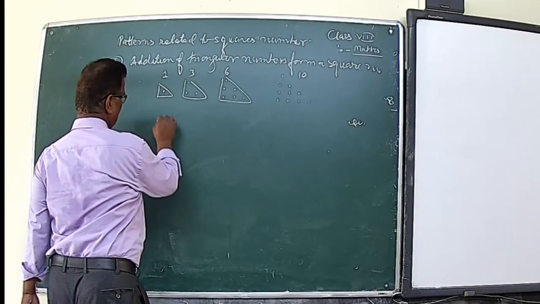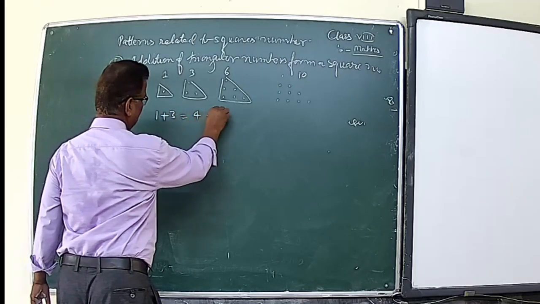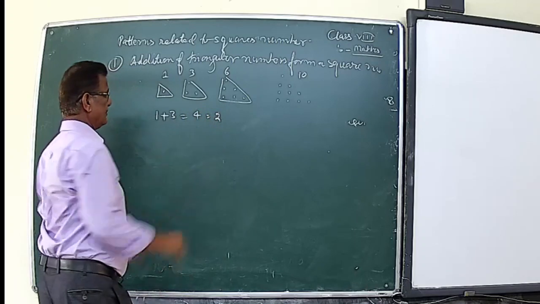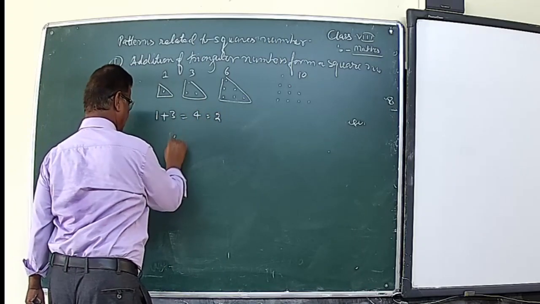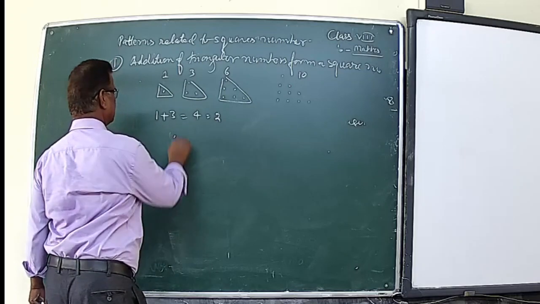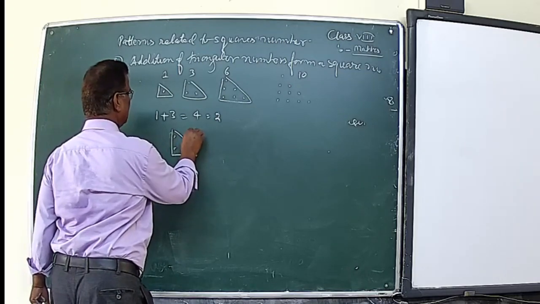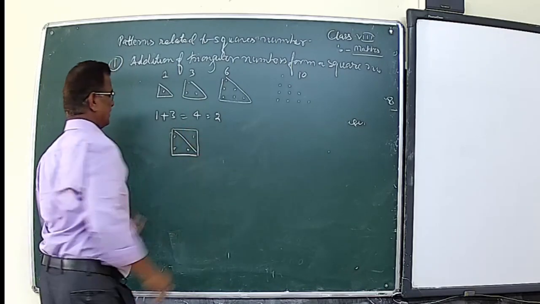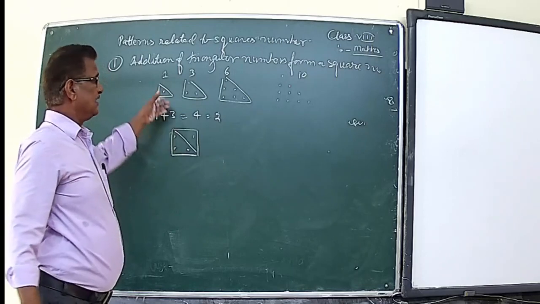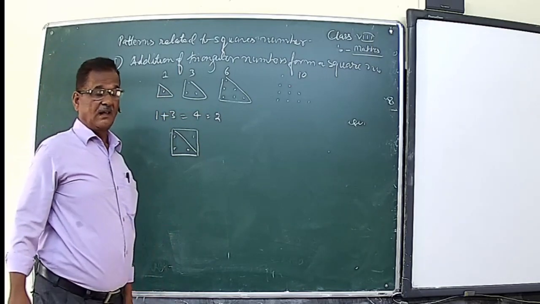If we add 1 and 3, 1 plus 3 is equal to 4, which is the square of 2, a square number. If there is one dot pattern here, this is the triangle, and adding 1 here gives 4, and we get the square number. So the sum of triangular numbers gives a square number.